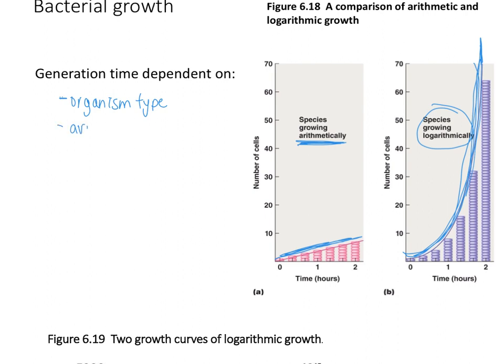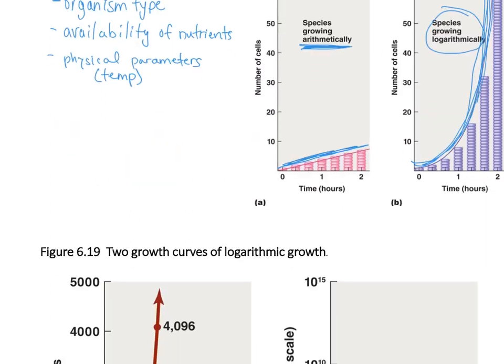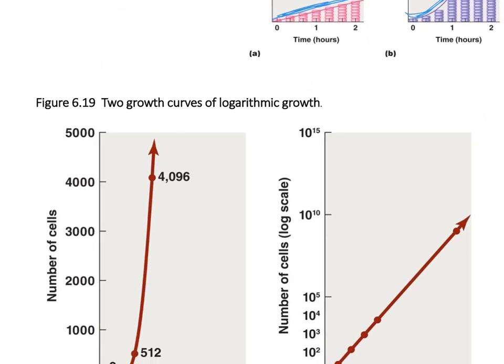It depends on the availability of nutrients, and it depends on lots of physical parameters, like the ones that we just talked about, for instance, temperature, pH, things like that. So, just another word about growth curves.